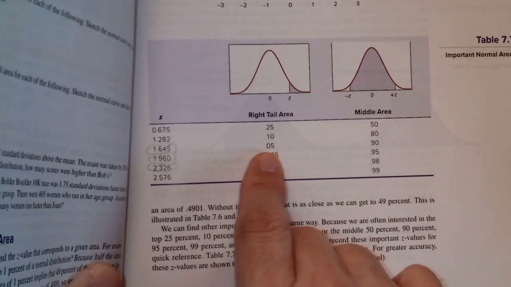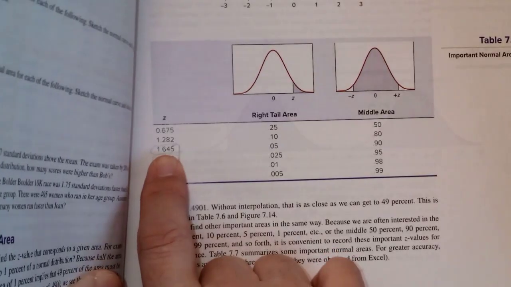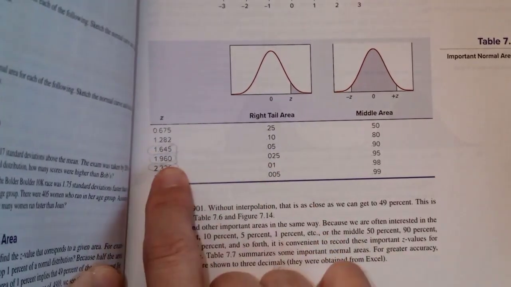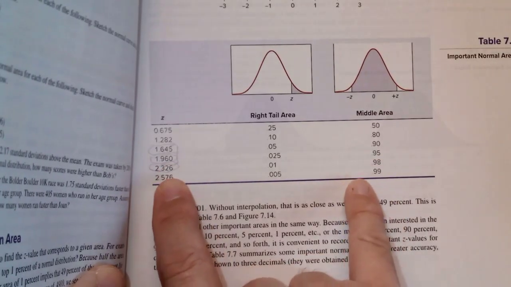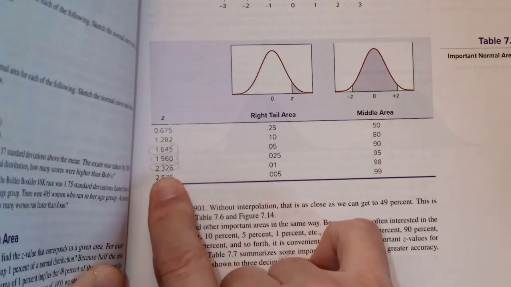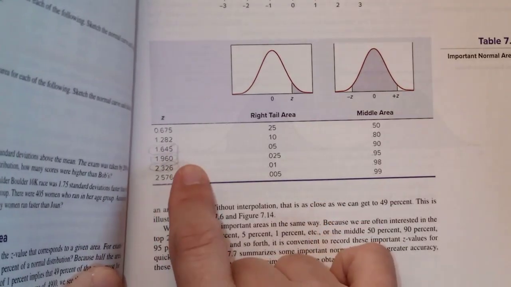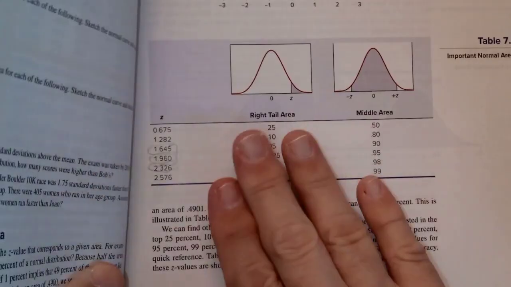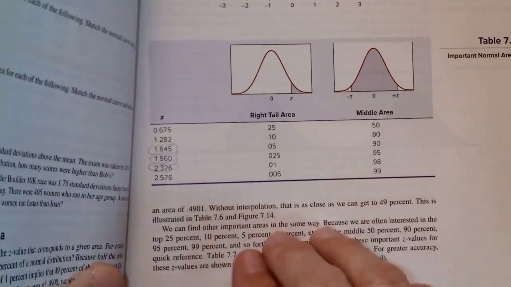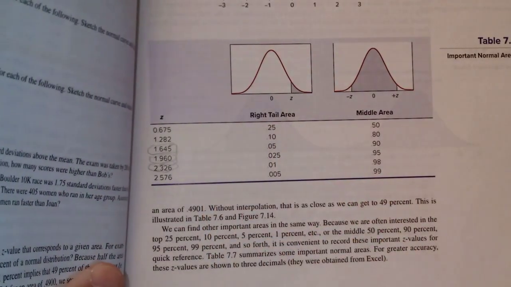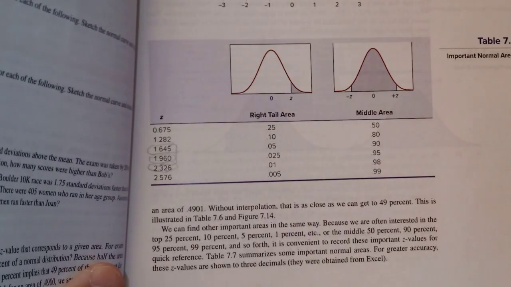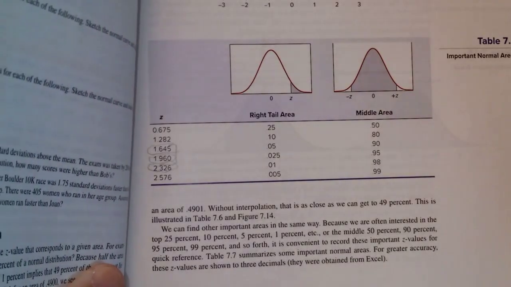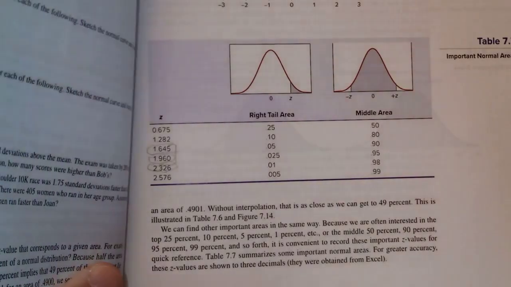And lo and behold, 0.05, there's the 1.645 I was using. 2.5% versus the middle 95%. There's that 1.96. Top 1%, 2.326. I circled those. I use those the most often. This is on page 245. If you don't have technology in front of you all the time, it's good to at least have these numbers. But they also go with our 1, 2, and 3 for the empirical rule. 68%, 95%, 99% as well.